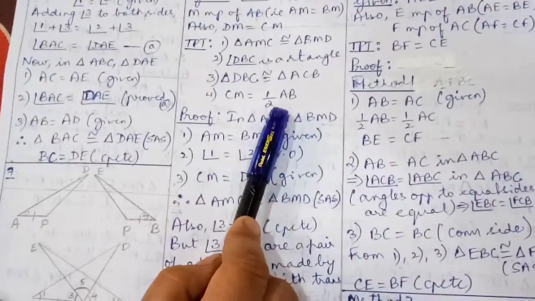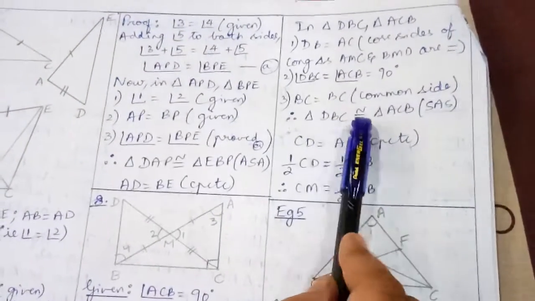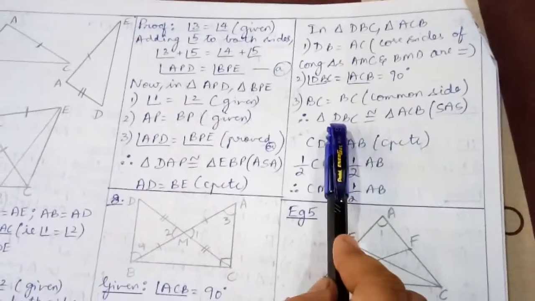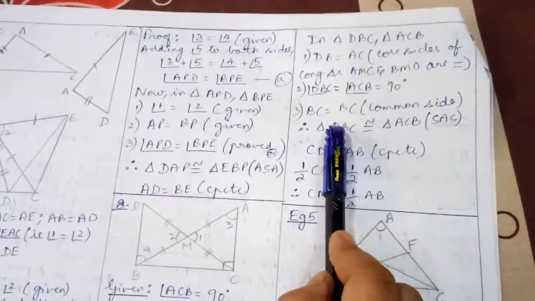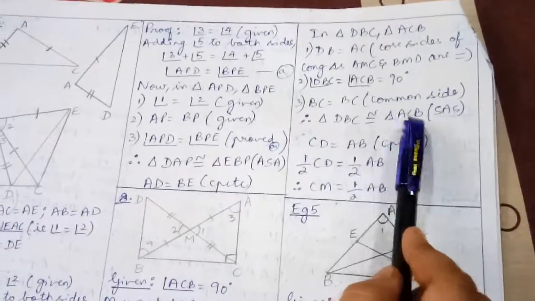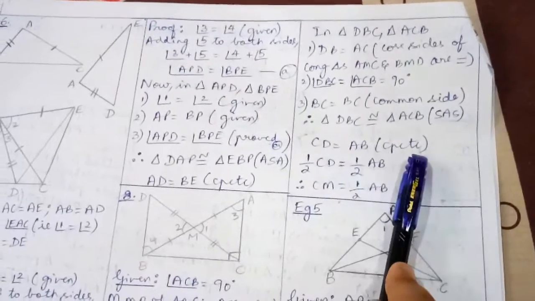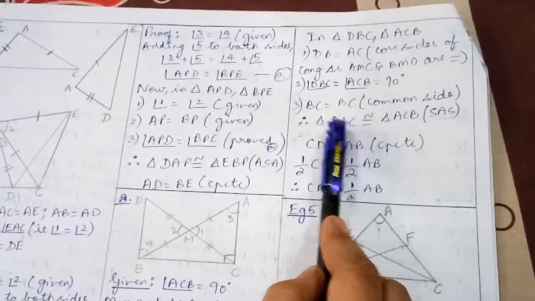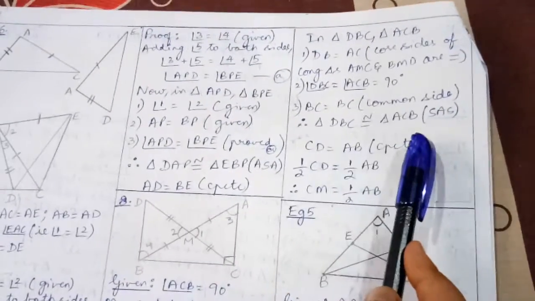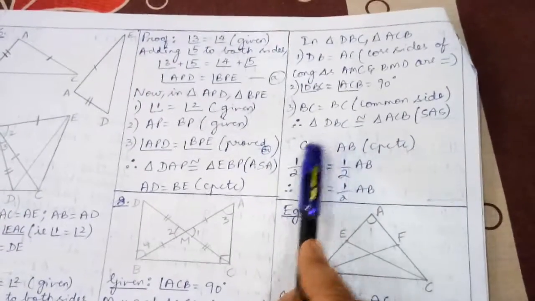We need to prove one more result. We need to prove that CM equals half of AB. Alright, so go back to this. Now we know that DBC is congruent to ACB. So from this we have a result, right? We know that DC equals AB. When DC equals AB, DC can be written as CD also. So DC or CD, CD equals AB, CPCTC. When we say DC and CD, they represent the same side. Side DC is the same as the side CD. Okay, so we have CD equals AB.